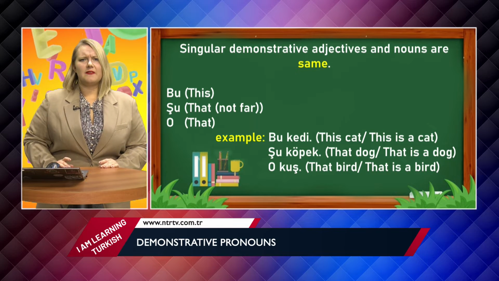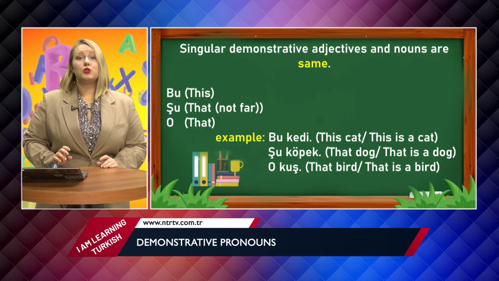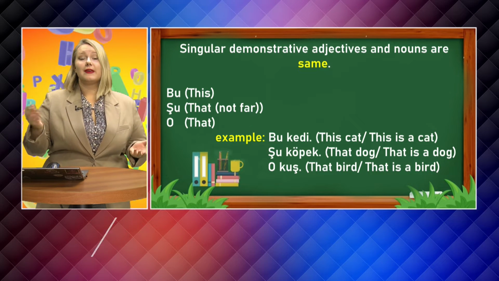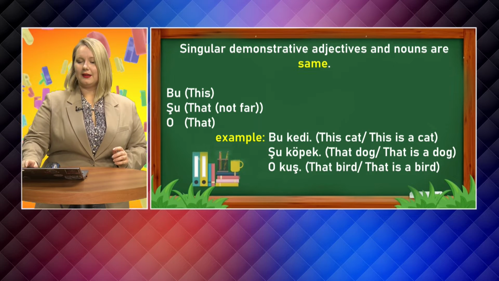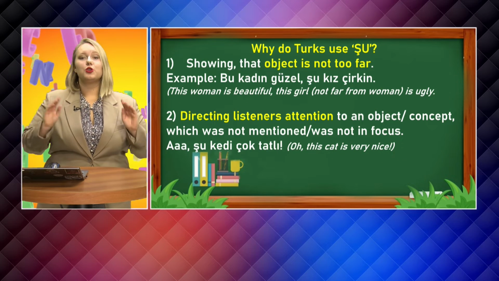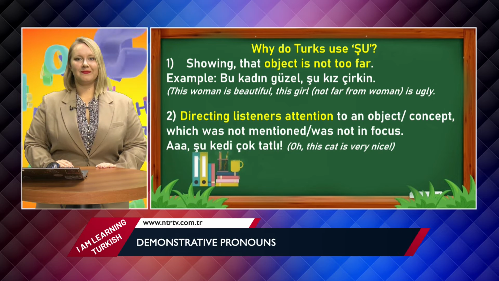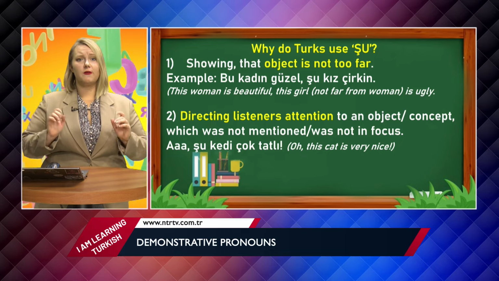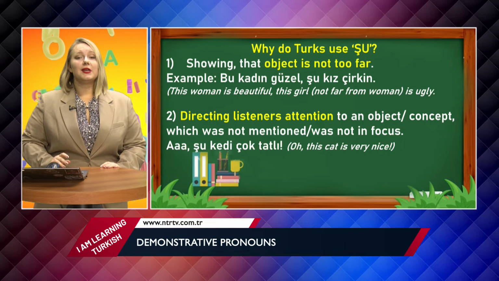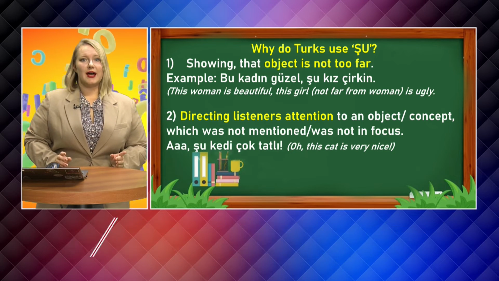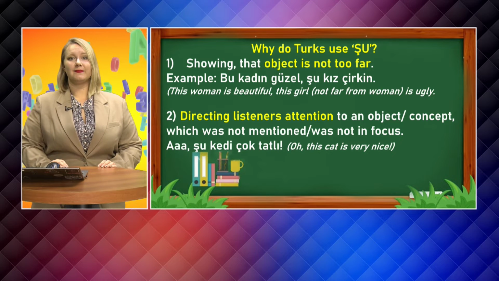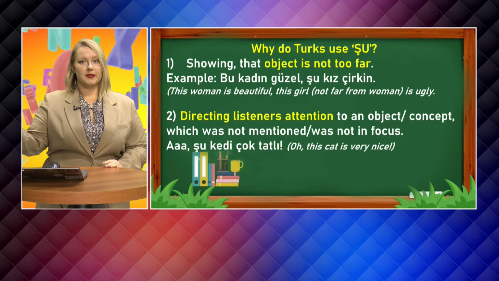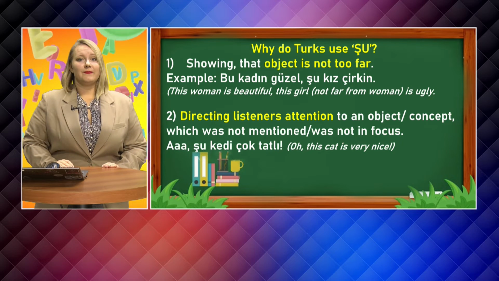But there is something confusing in it. Why should we have şu and o? In English, we only have this and that. So let's see what kind of şu we have in Turkish. Şu is needed for showing that the object is not too far from us. As an example, you can say bu kadın güzel, şu kız çirkin. This woman is beautiful and that girl, not too far from that woman, is ugly.